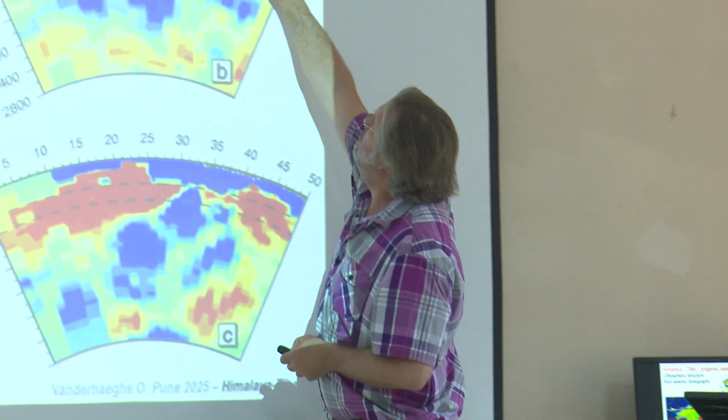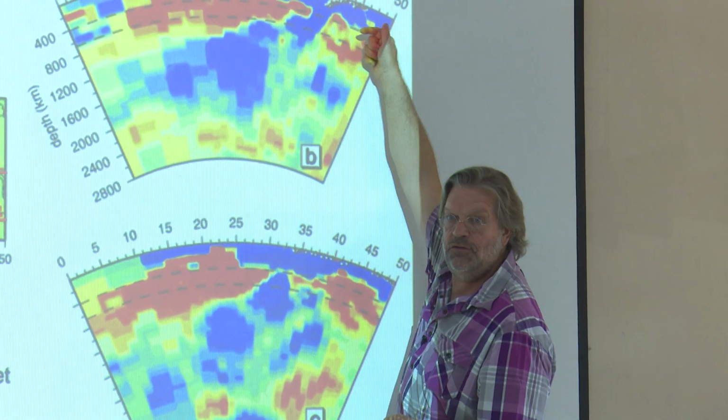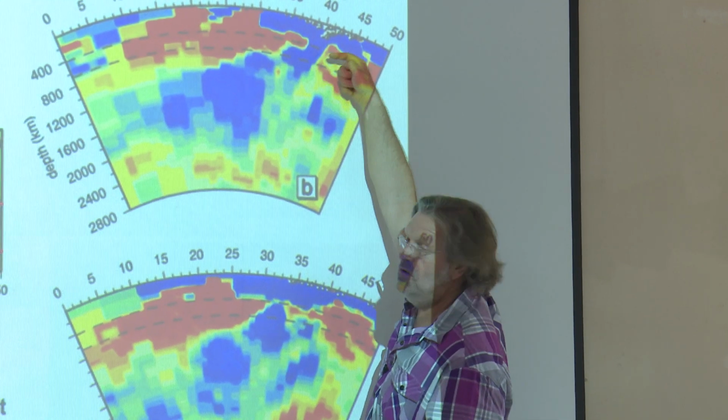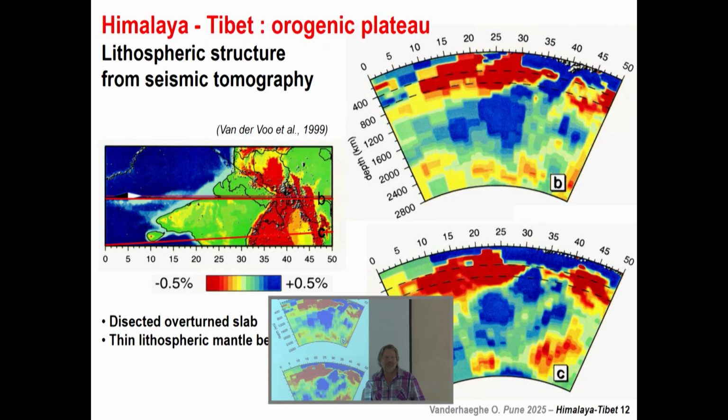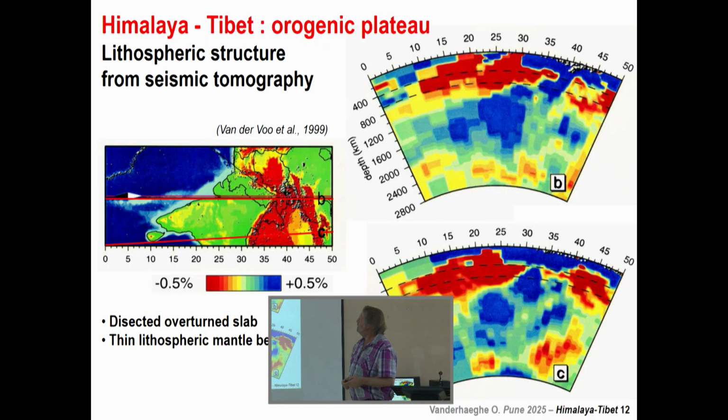Especially it looks like here, you see the white dots, that's the Benioff plane, the Wadati-Benioff zone. It looks like it's dipping towards the south. So I think there's something to it.